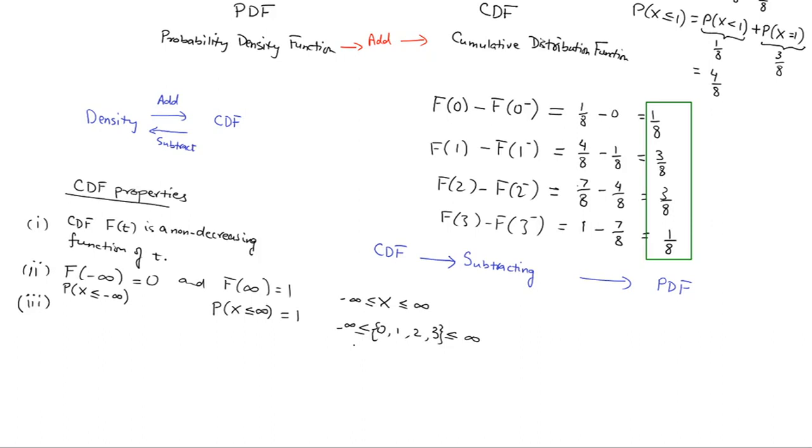Yes, sir. So all possible values of a random variable are going to be less than infinity, which means that the sum of all of those values is going to be 1. And no value of the random variable can be less than minus infinity, which means that the probability of going even lower than minus infinity, that's 0. So these should be obvious.